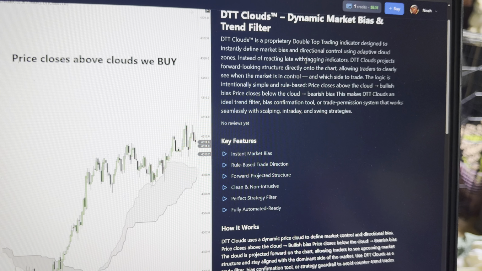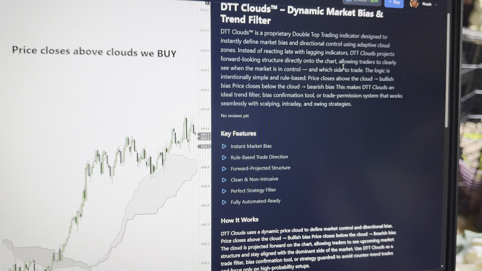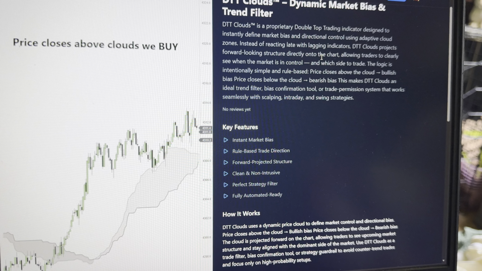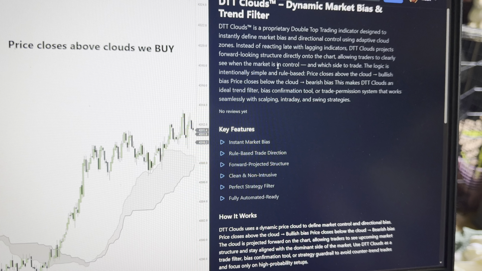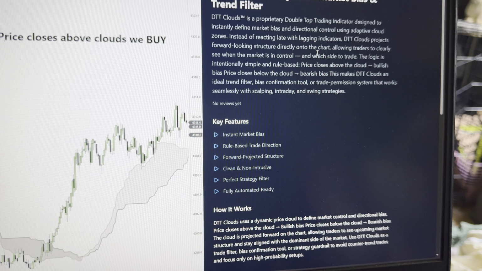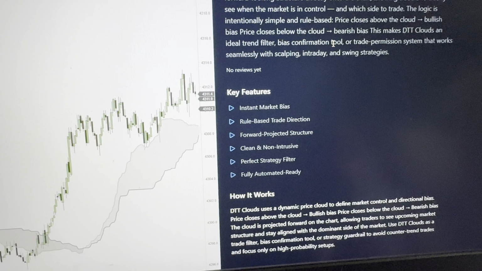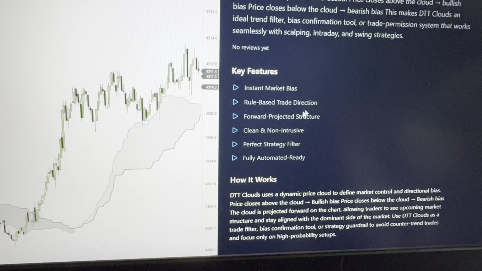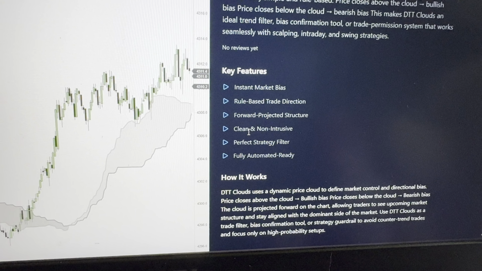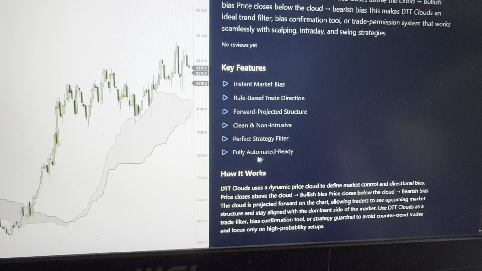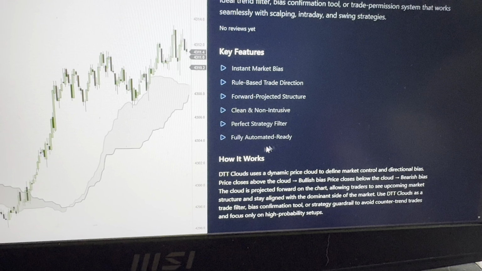Instead of reacting late with lagging indicators, DTT Clouds projects forward-looking structure directly onto the chart, allowing traders to clearly see when the market is in control and which side to actually take the trade on. What you will absolutely love about this is that it gives you the instant market bias, rule-based trade direction, forward projected structure, clear and non-intrusive, perfect strategy filter, and fully automated and ready to go.